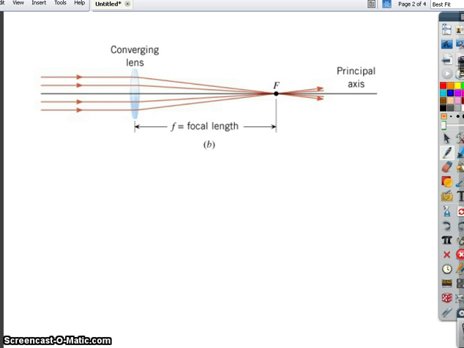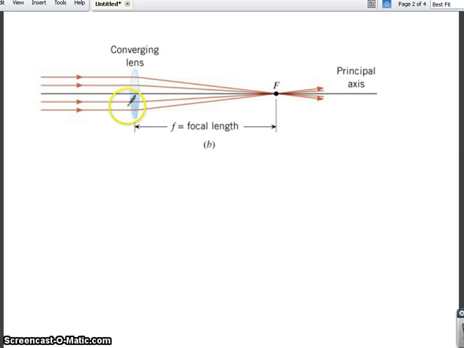A converging lens does basically what it looks like it does in this picture. We have parallel light rays hitting the lens, and this lens focuses that light to a certain point. As you can see here, the light is coming together, or converging, at a specific point. Converging, easy to remember, is that light is coming together. So that's a converging lens.